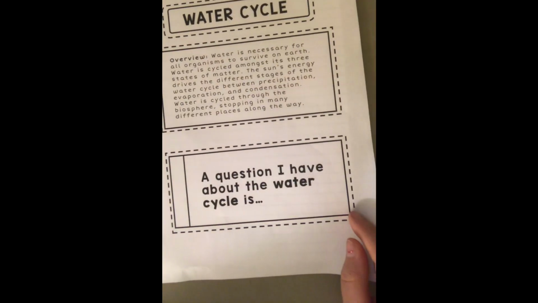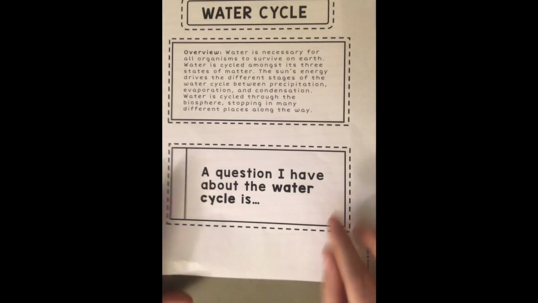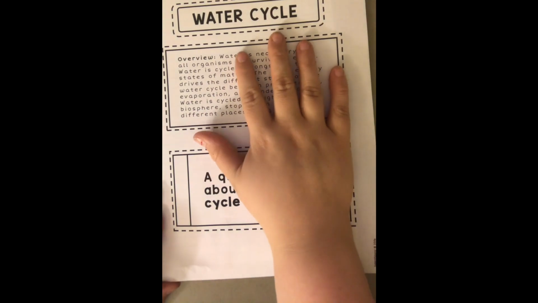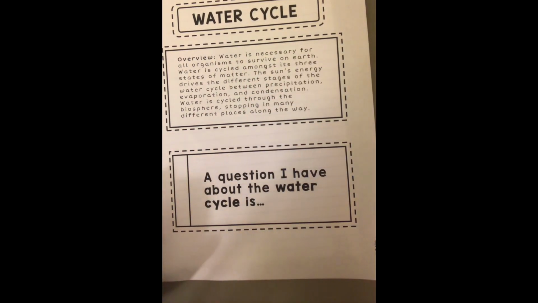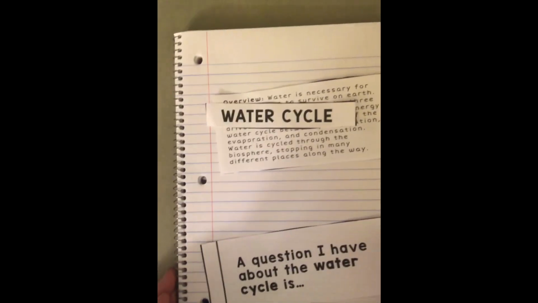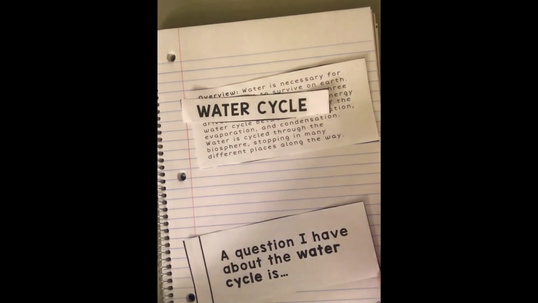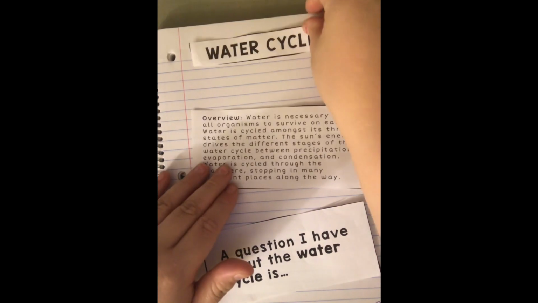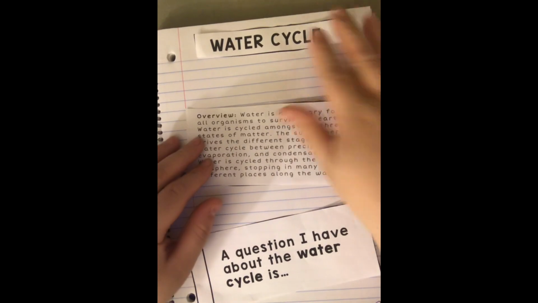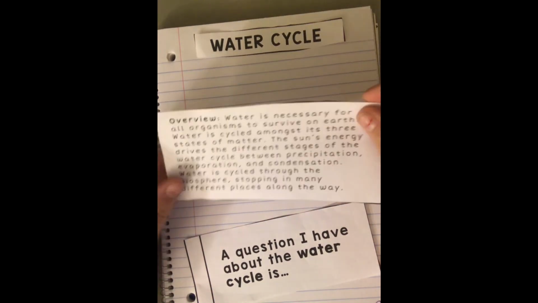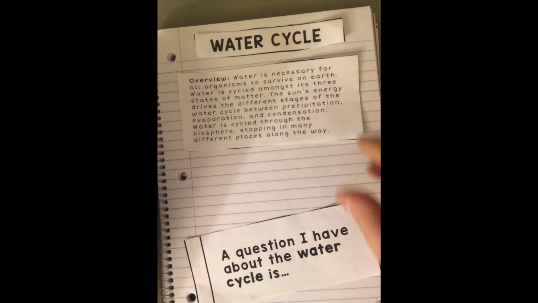Okay, and that will be the water cycle. Alright, so cut out all of your pieces and then we'll place it together. Okay, now that you've got all of your pieces, you are going to want to place them. So water cycle will go up here to your title. This gets glued completely down. Overview gets glued completely down.